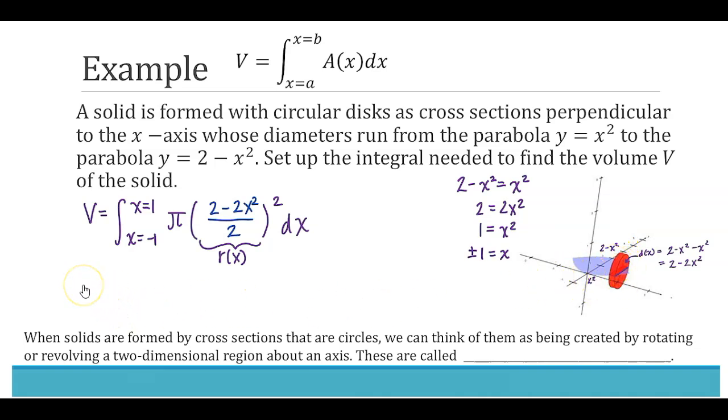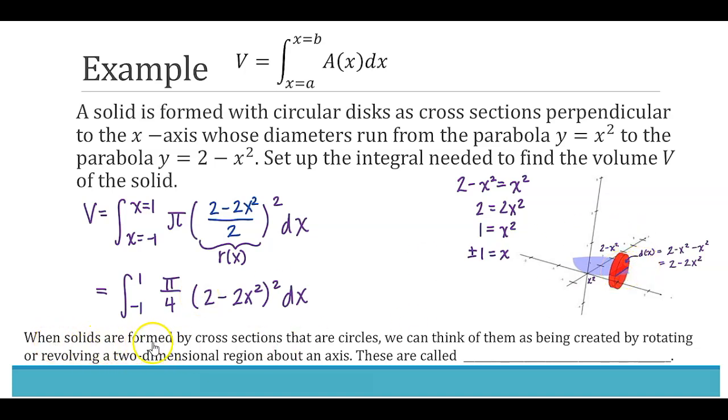So if we clean it up just a little bit, we have the integral from -1 to 1, and then we have pi over 4, and then (2 minus 2x squared) squared dx. So the 4 is coming from taking the 2 and squaring it and bringing it to the outside, and then I left the 2 minus 2x squared, quantity squared, here. So evaluating this definite integral will give us the volume of our solid.